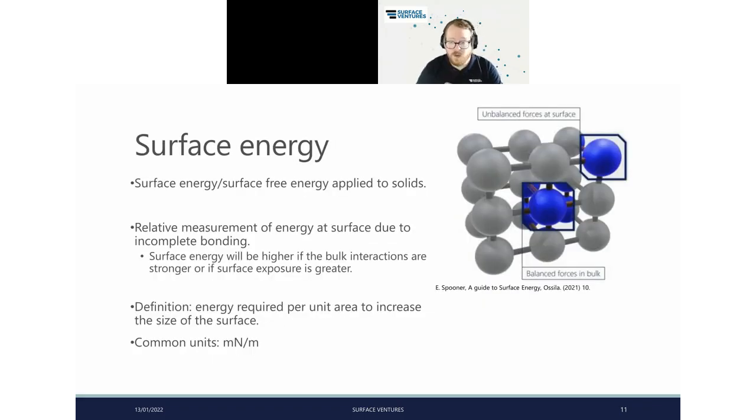So now coming on to surface energy. This is sometimes called just surface energy, or sometimes surface free energy. This is applied to solids specifically, whereas we talk about surface tension as applied to liquids. So with that, it's the relative measurement of energy at the surface due to incomplete bonding. We have a nice diagram here that shows what I spoke about earlier: more balanced surrounding forces and interactions in a bulk material, as opposed to those unbalanced forces at the surface.